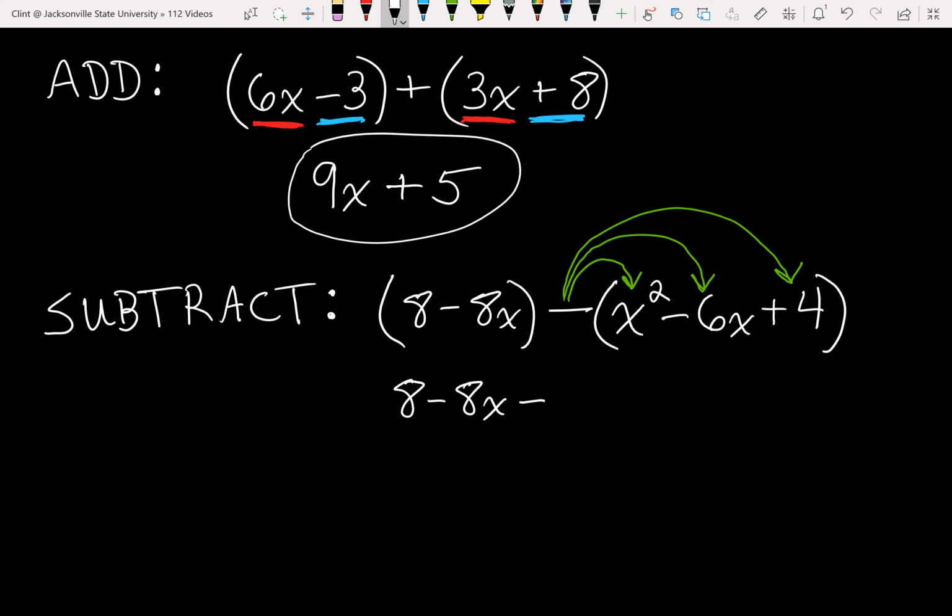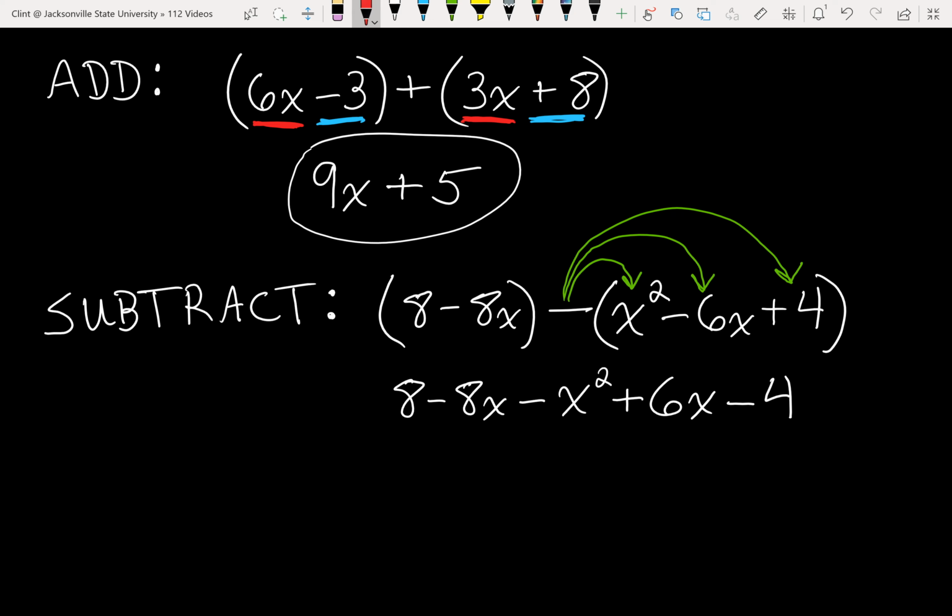And now what are our signs going to be? We're going to have minus x squared. It was positive, now it's negative. Then we did have a negative 6x, so now it's going to be plus 6x. Then we have a plus 4, but the minus sign changes that to minus 4. Then once we've distributed that sign, it's just like the last problem. We just combine like terms.